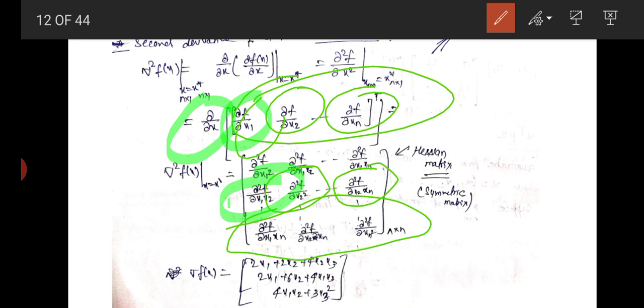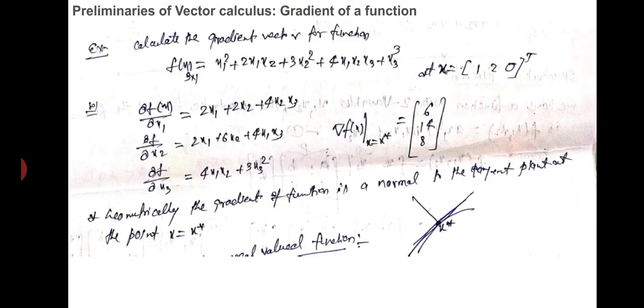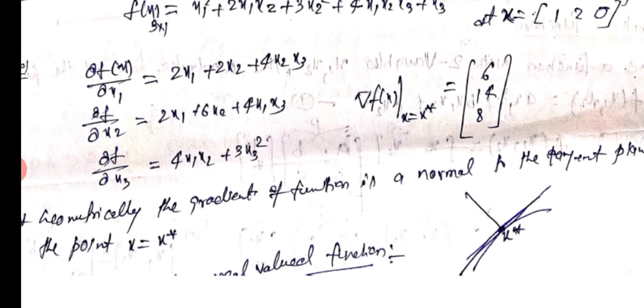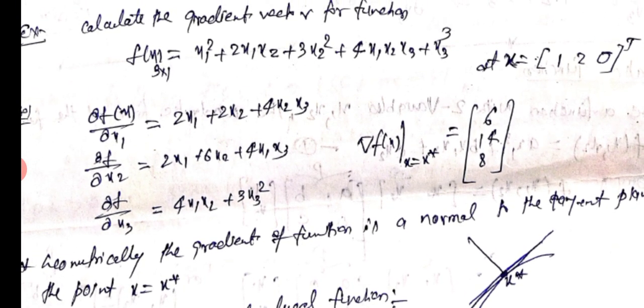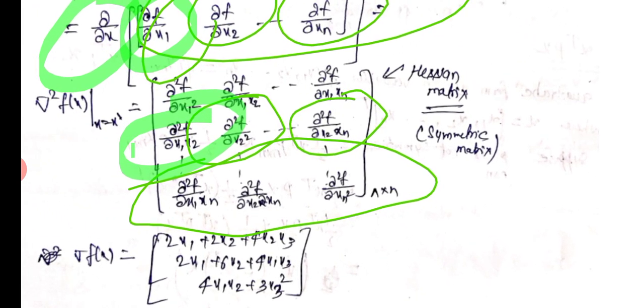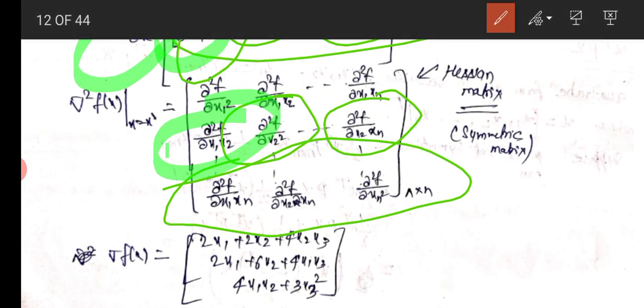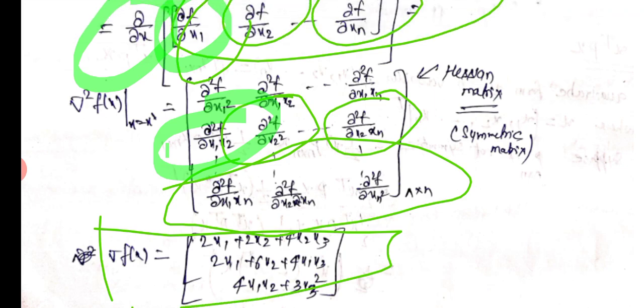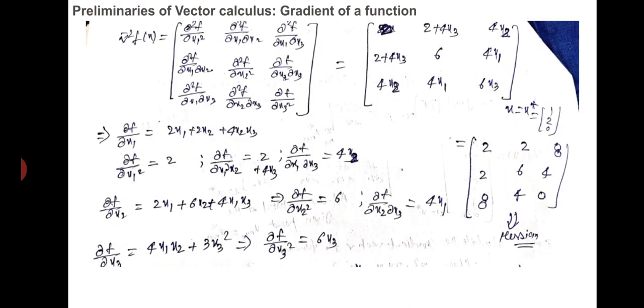So when you calculate the gradient, you get ∂f/∂x1 = 2x1 + 2x2 + 4x2x3, ∂f/∂x2 = 2x1 + 4x2 + 4x1x3, and ∂f/∂x3 = 4x1x2 + 3x2². This is the first gradient matrix. Now your target is to find the second-order differential, that is, to calculate the Hessian matrix. How the Hessian matrix is calculated, see here in the slide.